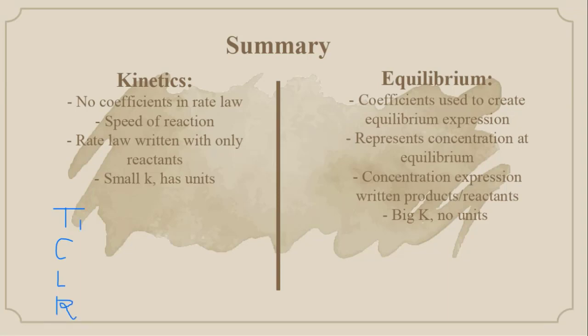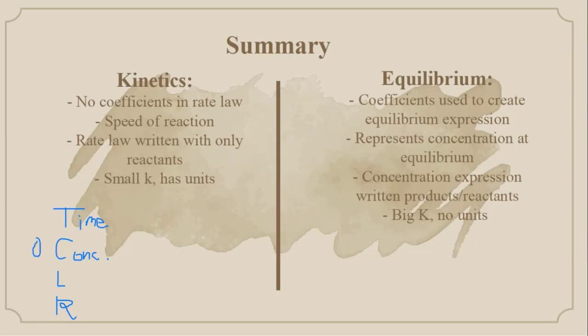So this is going to be talking about time, and time is always on your x-axis. This one is talking about concentration, and the rest of these are talking about your y-axis. So let's say you have time over concentration. That is going to be your zero order.